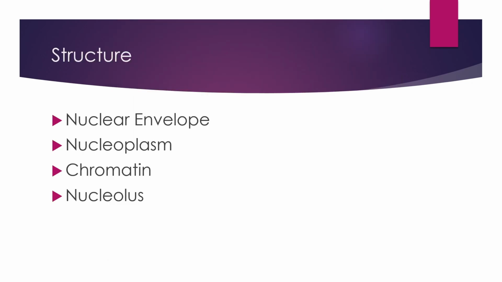Starting with the structure of the nucleus, we have the nuclear envelope, nucleoplasm, chromatin, and nucleolus as the four big pieces of structure for a nucleus, and things that we need to keep an eye out on, things that we should know about, how they impact, and what they really do. So without further ado, let's get started.